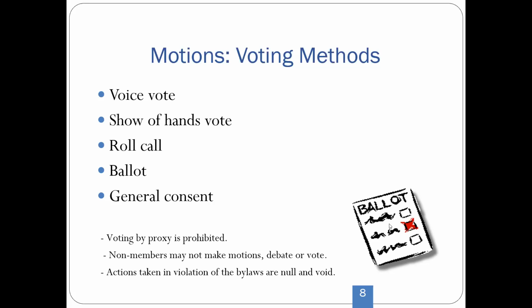Voting by proxy is always prohibited. And proxy includes phone calls, ballots sent out and then returned to the school office, or sending your neighbor, a non-member, spouse, or a child to vote in your place. That is not allowed. Non-members may not vote, make motions, or debate. And any actions that are taken in violation of the bylaws are null and void.